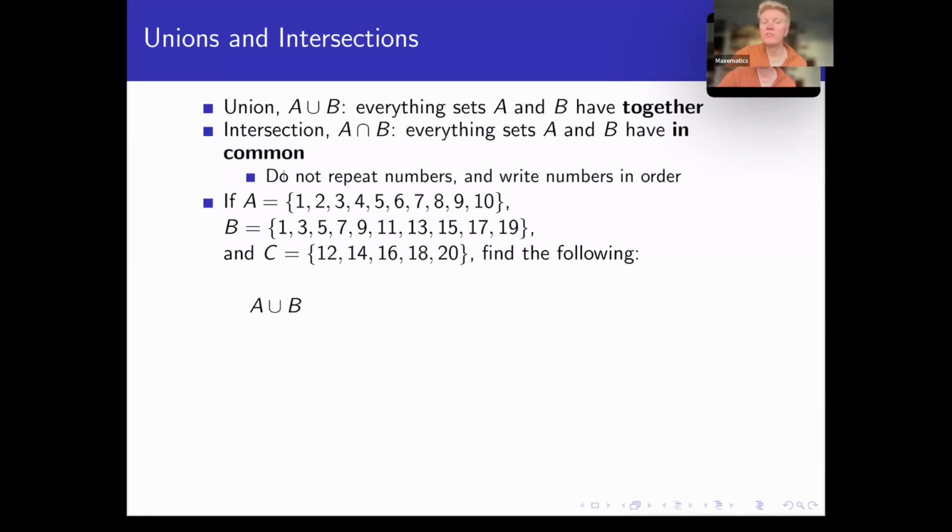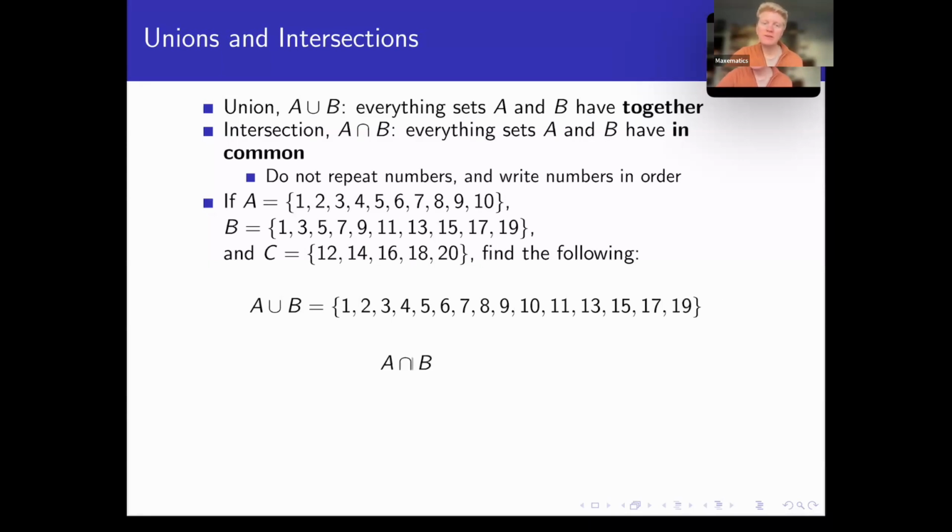Again, restriction 1, don't repeat numbers. So we don't need to write 1 twice. We don't need to write 3 twice. We don't need to write 5 twice, and so on. And we want to write all these numbers in numerical order. So 1, 2, 3, 4, 5, 6, 7, 8, 9, 10. These 5 repeat, but then 11, 13, 15, 17, 19. This would be the most proper way to write this union.